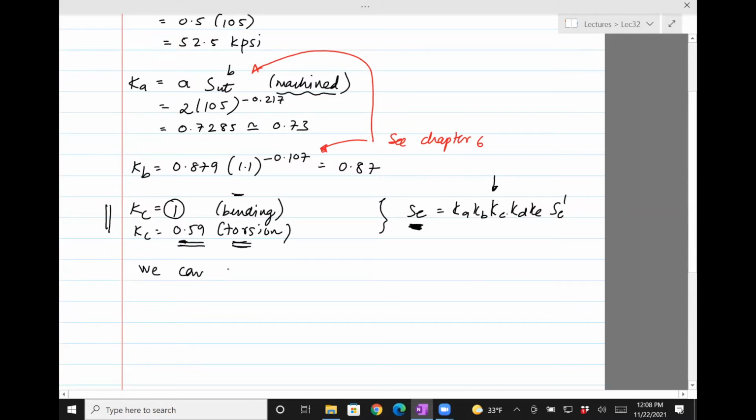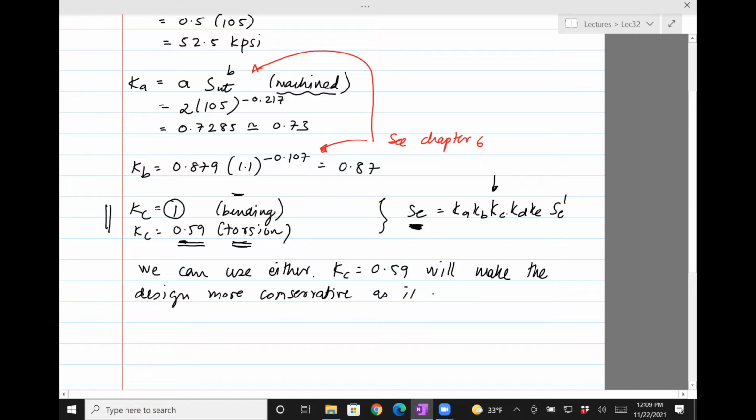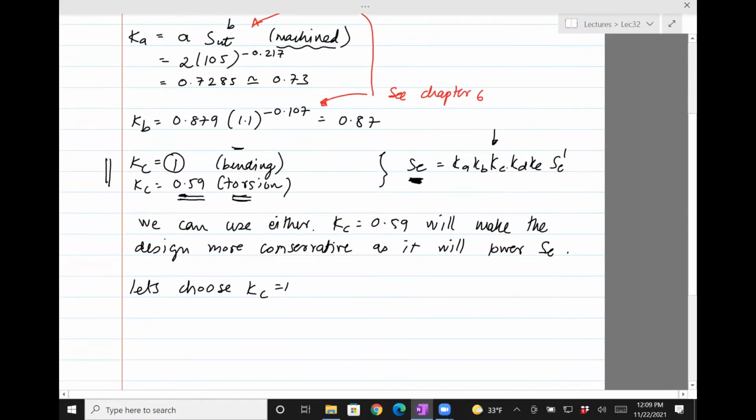We can use either. Kc equals 0.59 will make the design more conservative, as it will lower Se. Okay, let's choose Kc equals 1, which is the one for axial load, and then just move on.